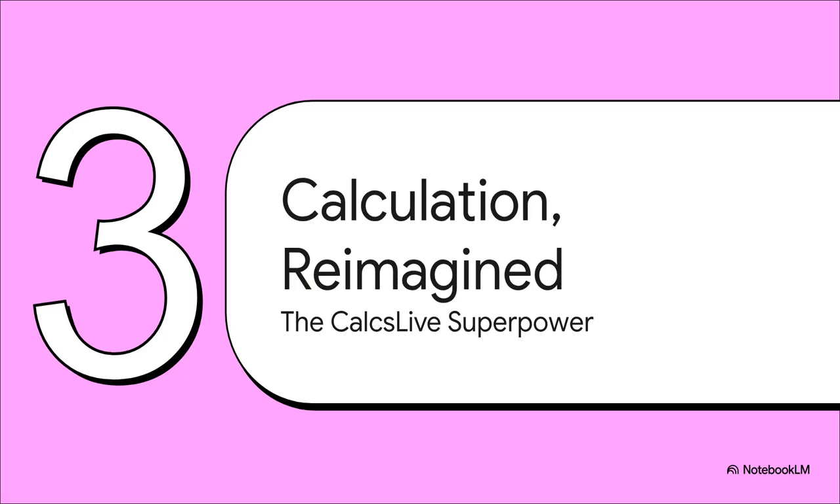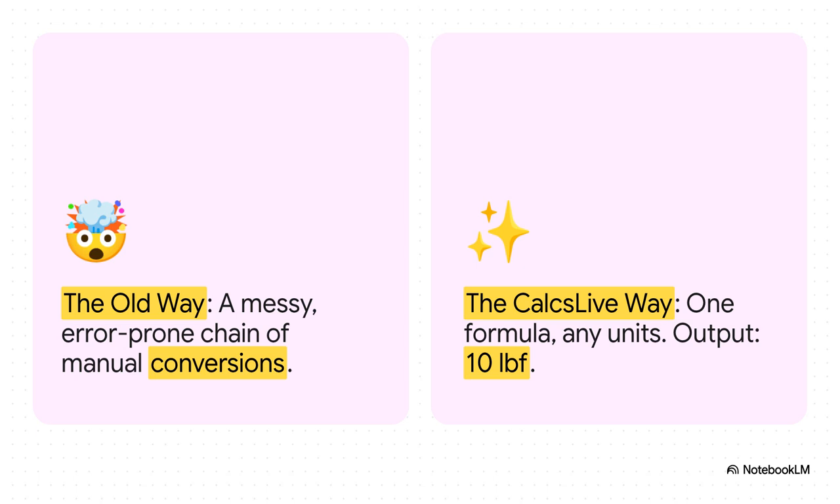Okay, so we've established the problem, right? Formulas are fragile, and unit errors can be a complete disaster. So is there a better way? You bet there is. Let's dive into how we can completely reimagine calculation. And we'll use a tool called CalcsLive to show you how. I mean, this slide just says it all, doesn't it? On the left, you've got that tangled, error-prone mess that we're all used to. But look at the right. It's a totally different way of thinking.